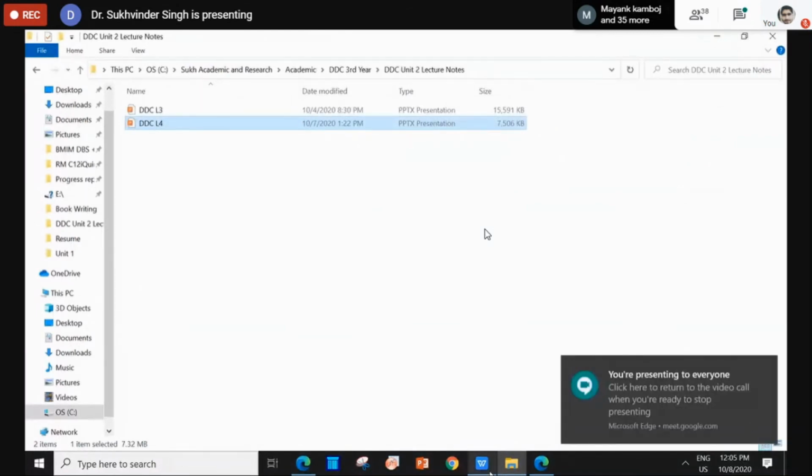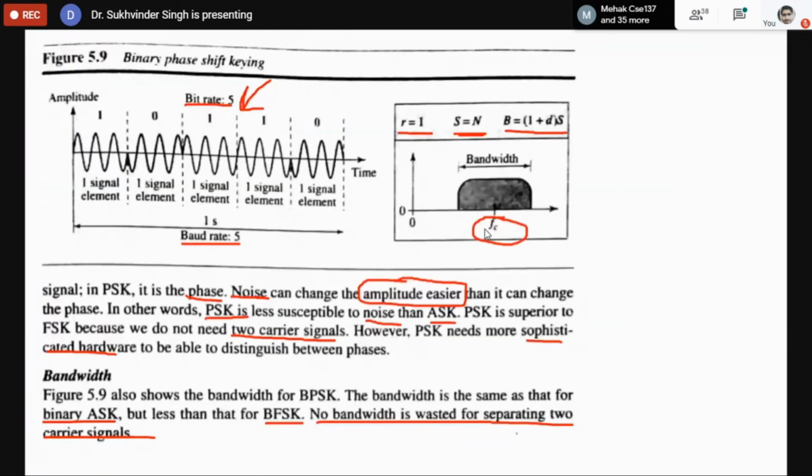Okay, let me answer. The common sense is that this method is based upon phase shift keying. So there is change only in the phase. However, the amplitude and frequency should remain constant. So here the signal element has nothing to do with the frequency. All signal elements should have the same frequency. So if the frequency is the same, there is no frequency apart, the twice delta f function becomes 0, and in the bandwidth we have only (1 plus d) into S.